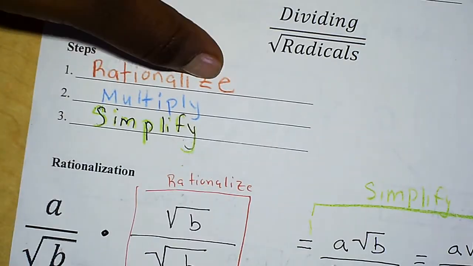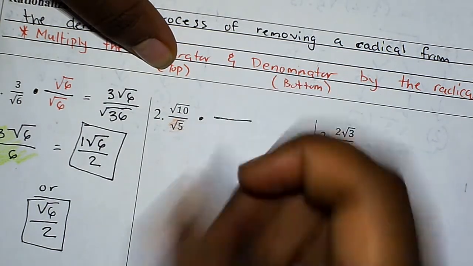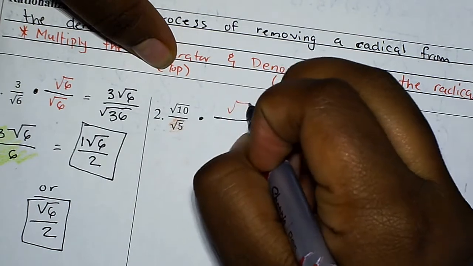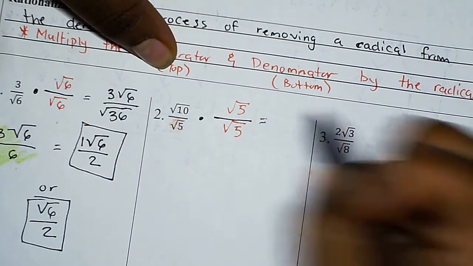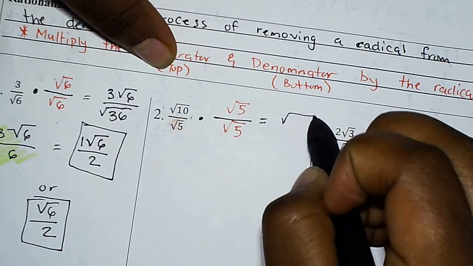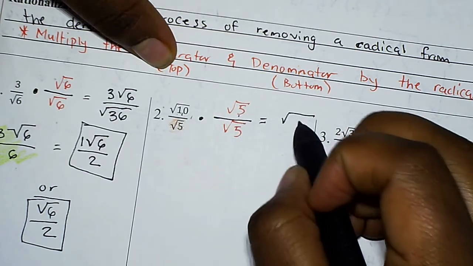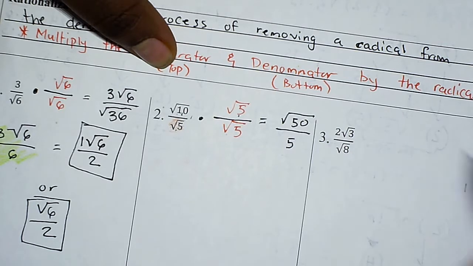Let's do number 2. So step 1 is to rationalize. I'm going to take this bottom radical here and multiply it by the top and the bottom. So on the top, I'm going to multiply this by the square root of 5. Multiply the bottom by the square root of 5. This is going to give me on the top, I multiply my coefficients. This is just 1. Then I'm going to multiply my radicands. 10 times 5 is 50 on the top. And this will simplify into just 5.